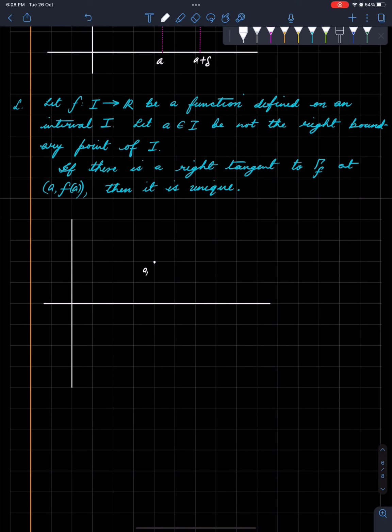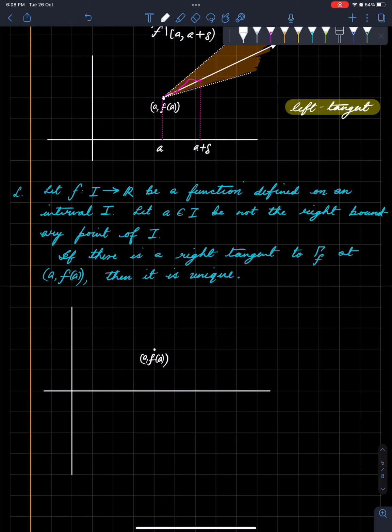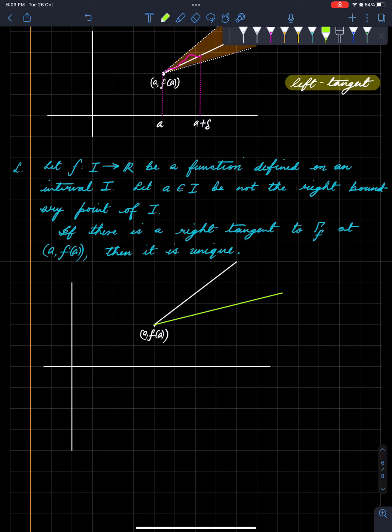So you have this point (a, f(a)). And for the sake of a contradiction, assume you have two different candidates for a right tangent. Suppose this is a right tangent and this is also a right tangent. Let me use some other color, maybe green. So we have two different candidates for right tangent. If we choose epsilon small enough, this could have slope m, this could have slope m prime. Just make sure that this m denotes the slope.